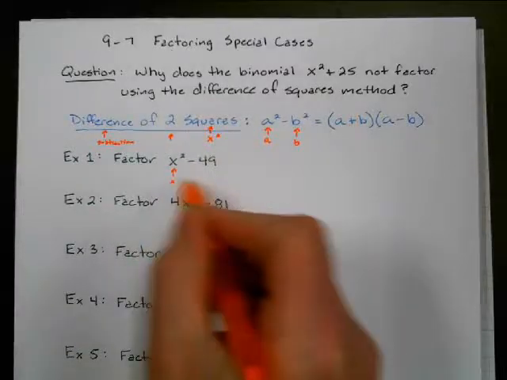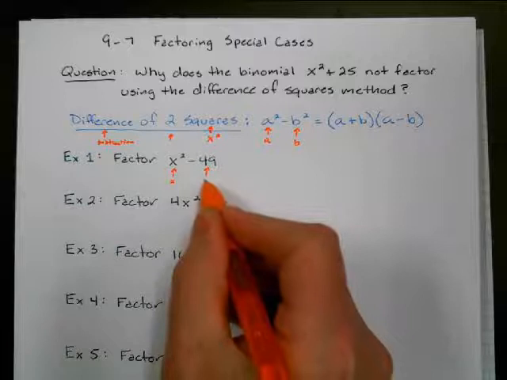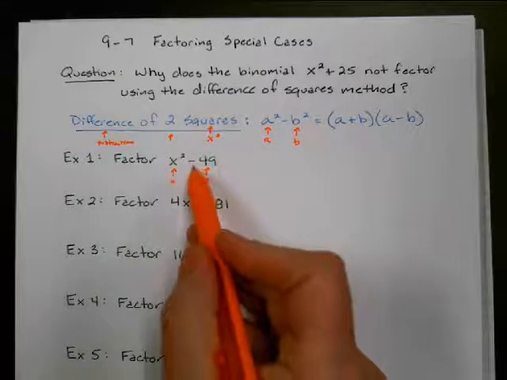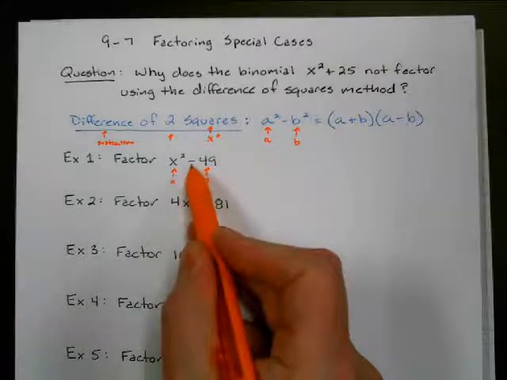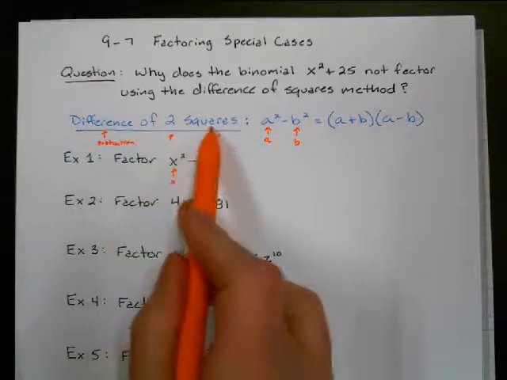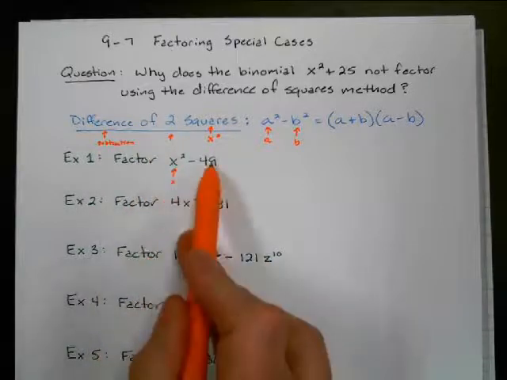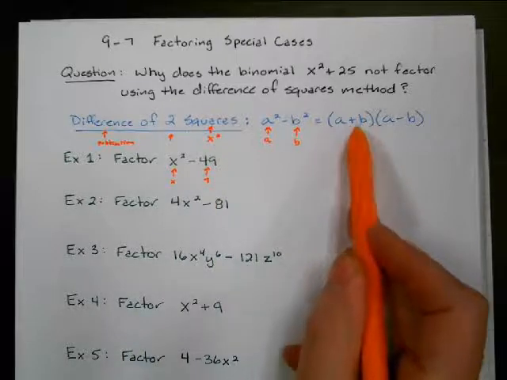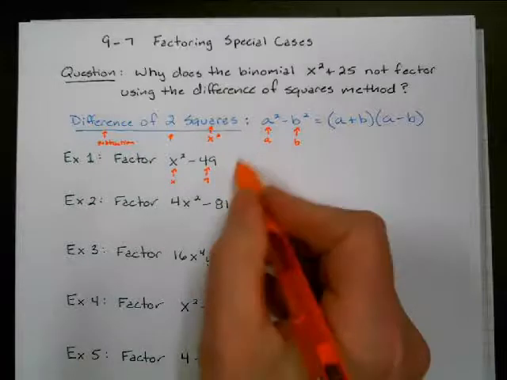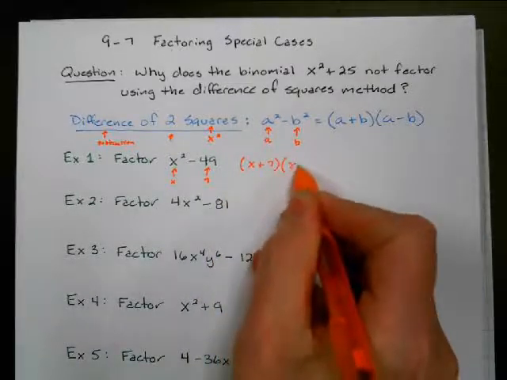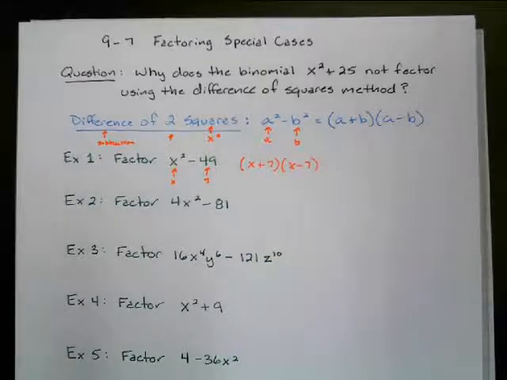All right, so this first one, is this a perfect square? Yes, that's the perfect square of x. Is this a perfect square? Yes, it's a perfect square of 7. So is this the difference of two squares? Yes, we've got a negative sign in the middle. This is a square of x, this is a square of 7. So our pattern says that we can do a plus b, a minus b. So this one would be x plus 7, x minus 7. And there we go, we factored it using the difference of two squares.